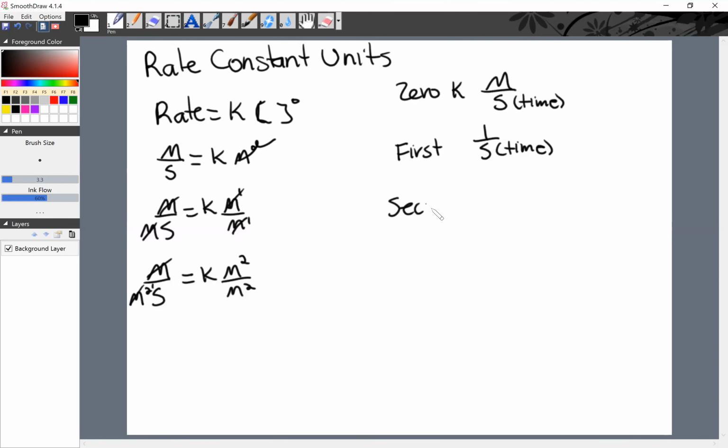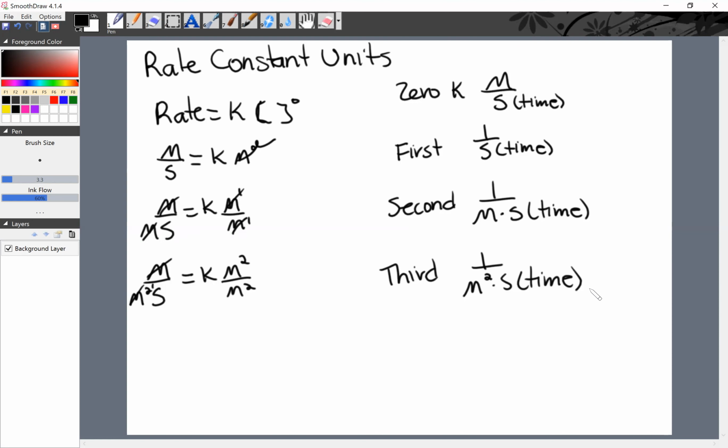So I get 1 over molarity time, and I hope you're seeing a trend, okay? The next one, I can predict without even doing it. It should be 1 over M squared time. And then you could just keep going and going. Divide both sides by M cubed, and I get to keep 2 of them.